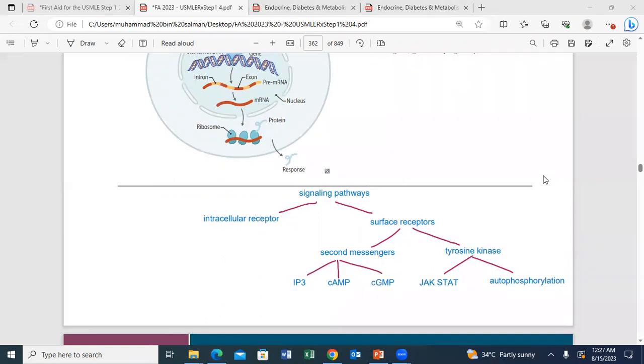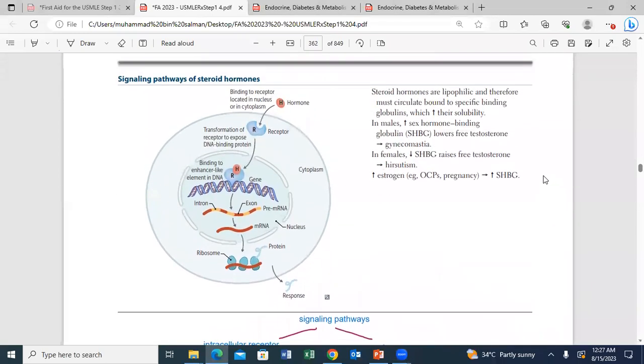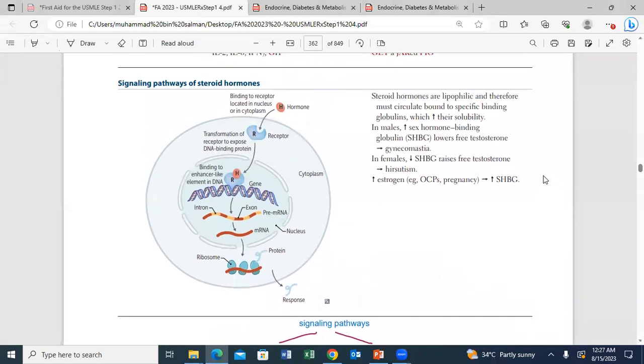As you can see in this diagram, there are some intracellular receptors and other hormones cannot enter the membrane. So they have receptors on the surface of the membrane. That is why they are called surface receptors. First, let us have a look at these intracellular receptors. There is a diagram given to explain the mechanism of these lipophilic hormones. Have a look on this diagram.